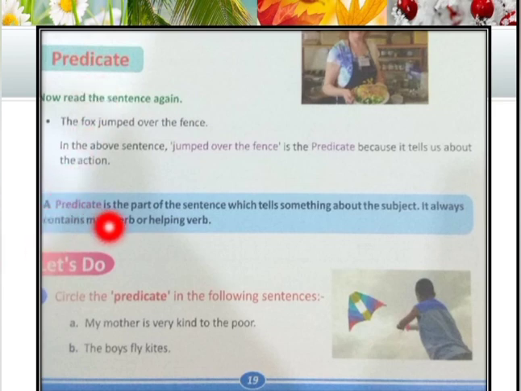Let's read. A predicate is the part of the sentence which tells something about the subject. It always contains the main verb or the helping verb, or you can call it the auxiliary verb.